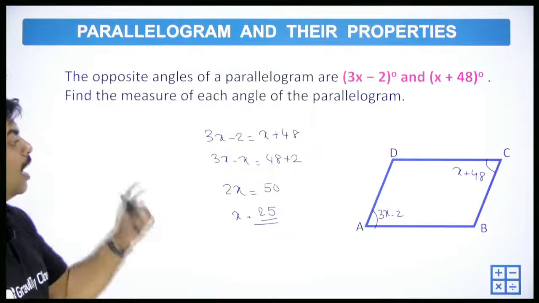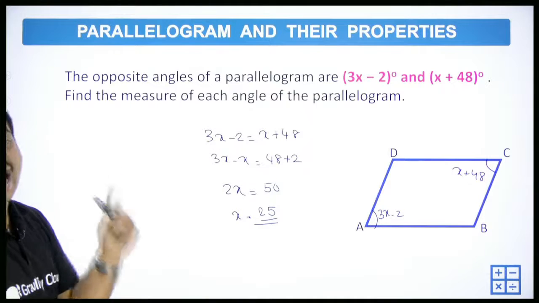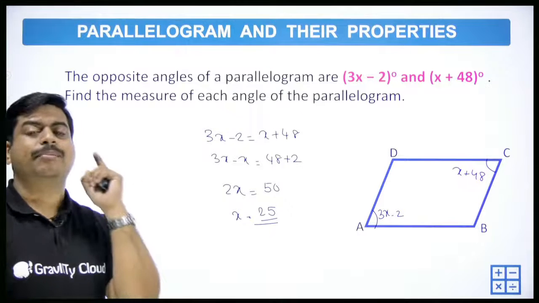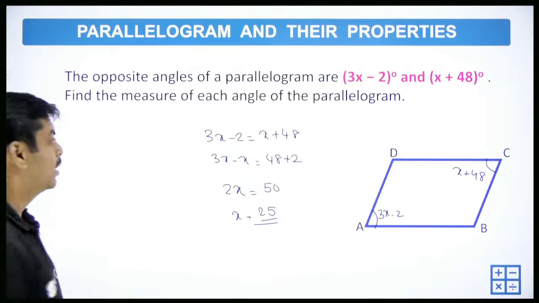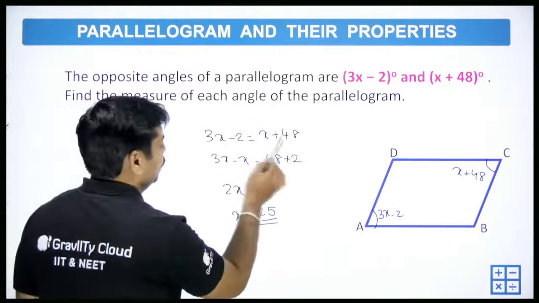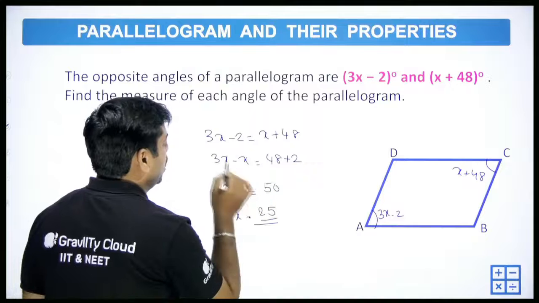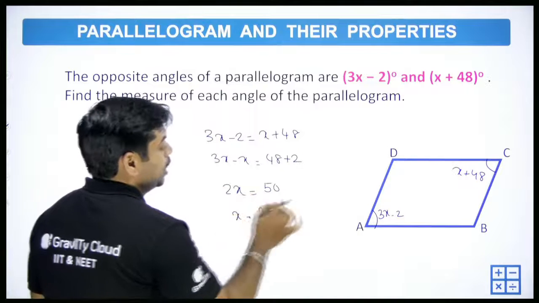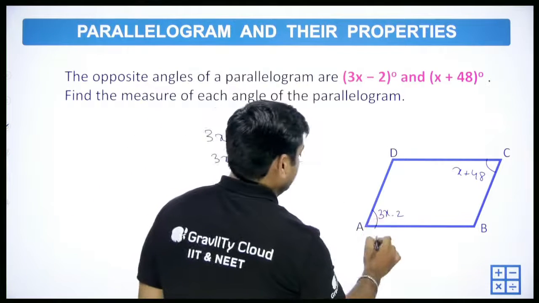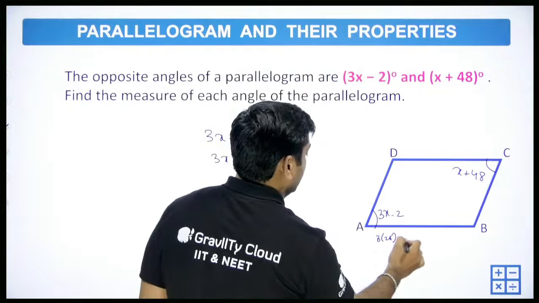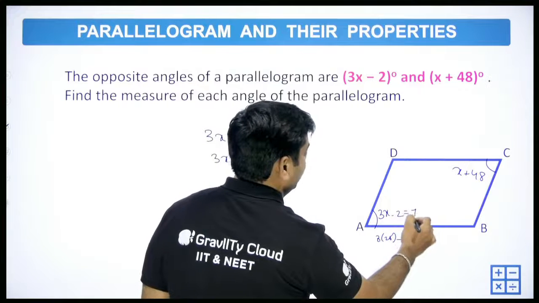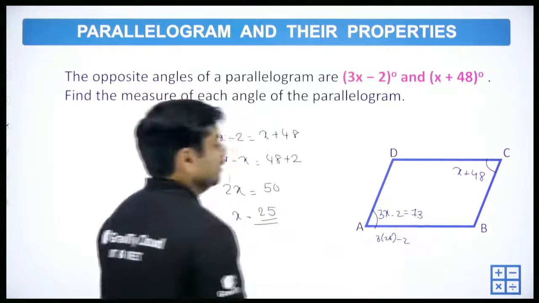Now, one thing: opposite angles are equal and adjacent angles are supplementary. Okay. So 3x minus 2 is equal to x plus 48, 3x minus x is equal to 48 plus 2, 2x is equal to 50, x is equal to 25. So to get this angle, 3 times 25 minus 2, 75 minus 2 is 73, right? And that is also 73.